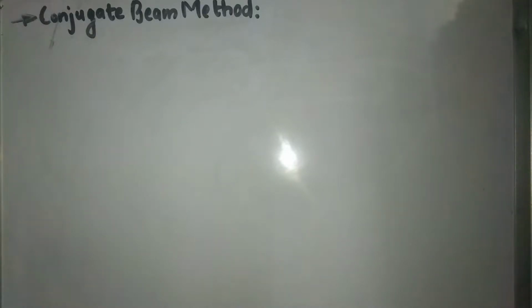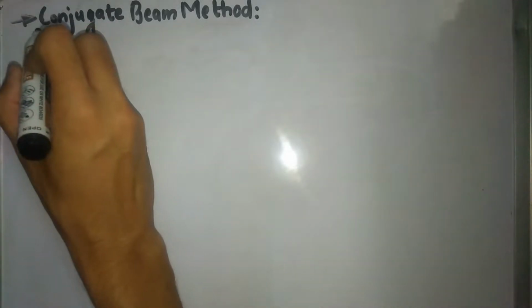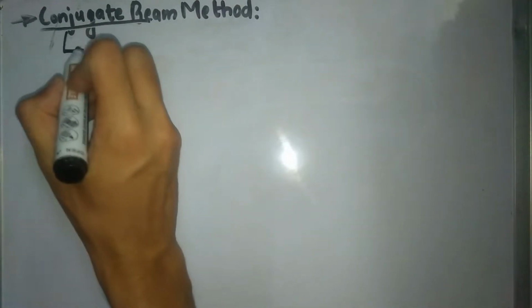In this lecture video, we are going to calculate deflection and slope of the beam by using conjugate beam method. In the previous video, we have already explained how we can calculate the deflection and slope of the beam by using Mohr's method. So in this video, we are going to talk about how we can calculate the deflection and slope of the beam by using conjugate beam method.